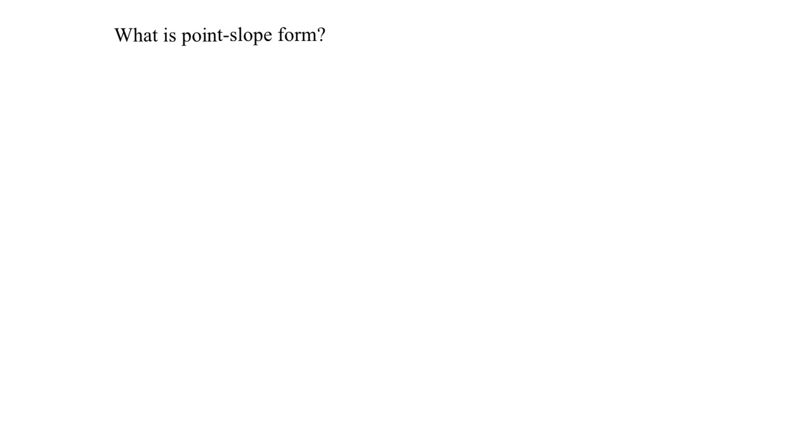You must be asking yourself, what is point slope form? Well, it's a form of a line equation that looks like this: y minus y1 equals m times x minus x1.